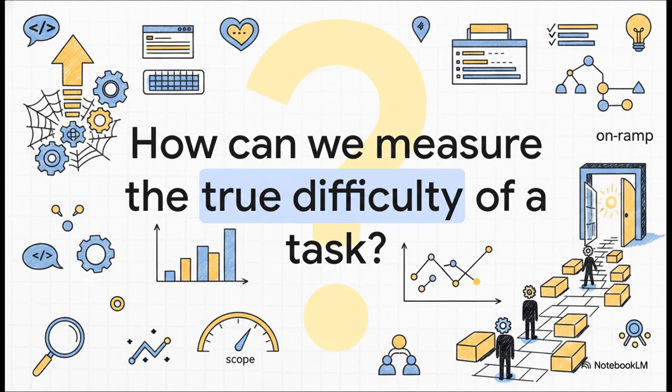And this all leaves us with a really fascinating final question to chew on. If the true difficulty and scope are what really matter, how can we get better at measuring that? And how can we communicate it better? Solving that could be the key to building a way better on-ramp for all the developers who are going to build the future of open source.